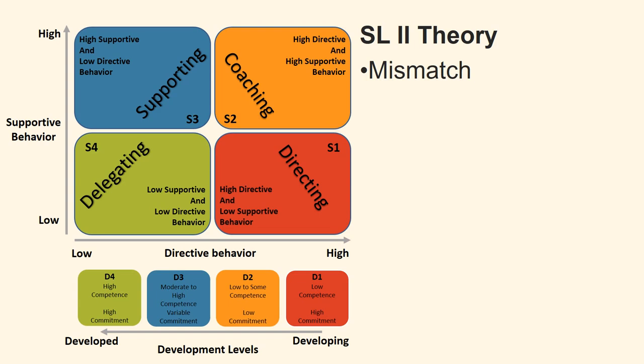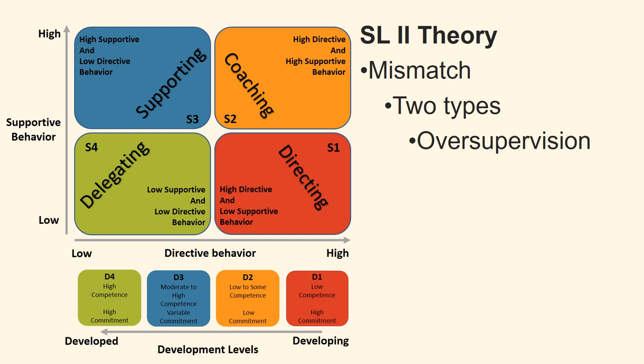If the leader judges the development level of the individual employee incorrectly, or is unable to exhibit the right leadership style, a mismatch situation occurs. There are 2 types of mismatch. One is over-supervision. Here, the leader will exhibit much more directive behaviour or supportive behaviour than the employee needs. An S1, S2 and S3 leadership style are all three a mismatch towards an employee at D4 development level.